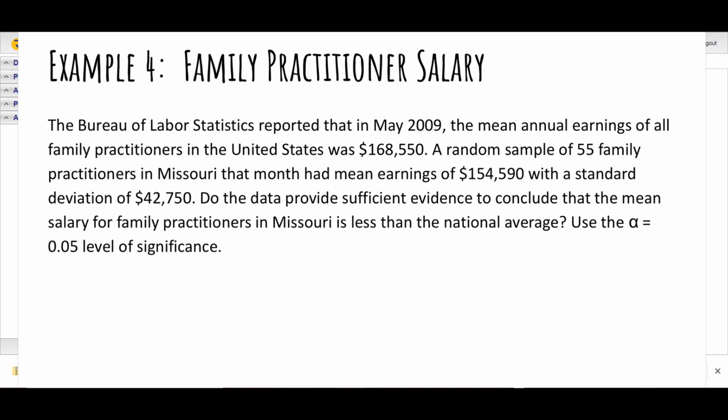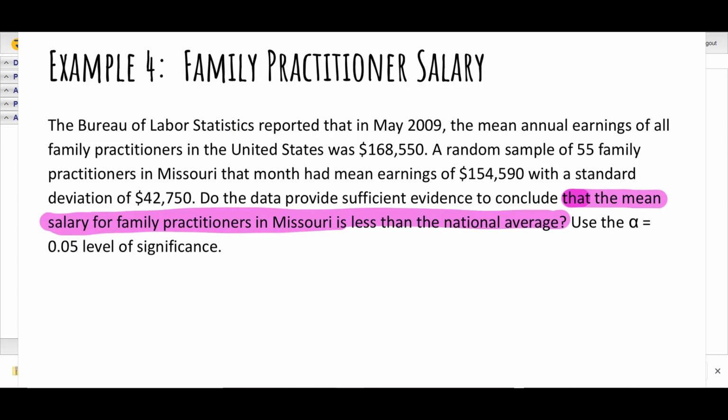A random sample of 55 family practitioners in Missouri that month had a mean earnings of 154,590, with a standard deviation of 42,750. Did the data provide sufficient evidence to conclude that the mean salary for family practitioners in Missouri is less than the national average? Use the alpha equals 0.05 level of significance. So here is our claim. The mean salary for family practitioners in Missouri is less than the national average.